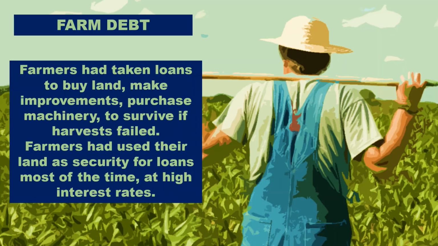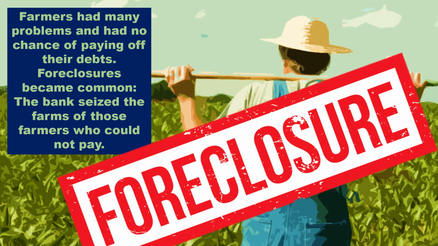Farm debt. Farmers had taken loans to buy land, make improvements, purchase machinery, or just to survive if harvests failed. Farmers had used their land as security for loans most of the time, at high interest rates. Farmers had many problems and had no chance of paying off their debts. Foreclosures became common. A foreclosure is when the bank seizes property, in this case, the farms of those farmers who could not pay.